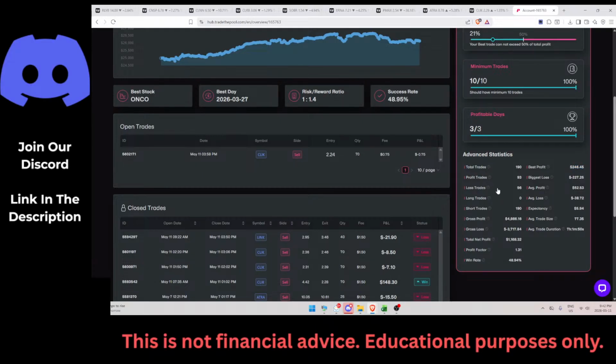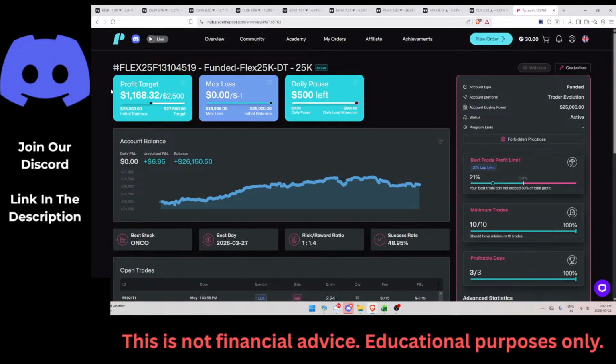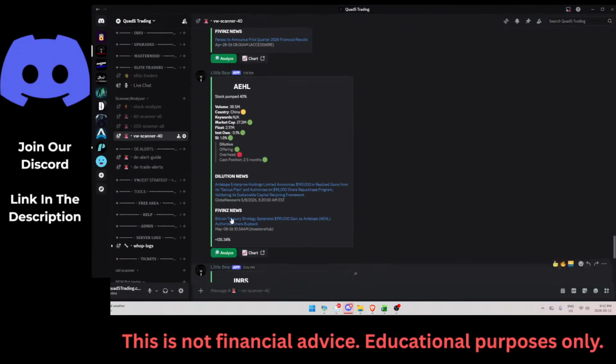So anyways, that's my Trade the Pool account. Hopefully, once I get funded, I will do a 50K. And with the 50K, I am going to strictly follow my indicators. And it's something that I should do right now anyways. But in our Discord, let's have a quick look here.